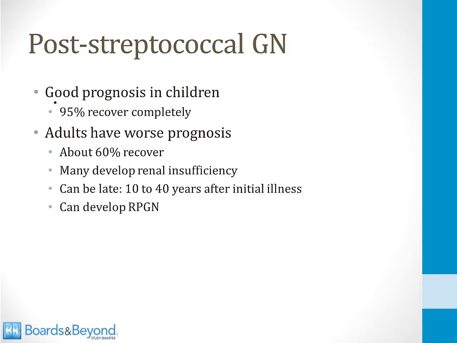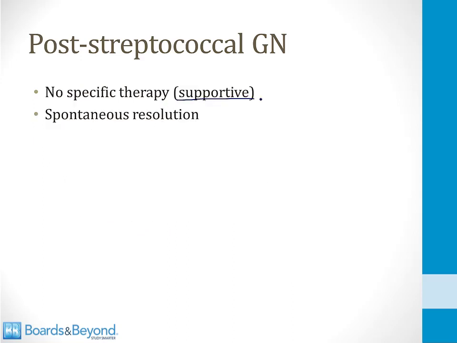Age is a very important prognostic factor for post-streptococcal GN. This disorder has a good prognosis in children. 95% completely recover. Adults have a worse prognosis. Only about 60% recover. Many develop renal insufficiency, and this can even occur late, 10 to 40 years after the initial illness. In addition, some adults go on to develop rapidly progressive glomerulonephritis, which we'll talk about in a few slides. Therapy for this disorder is supportive, meaning there's no specific therapy, and for those patients that recover, spontaneous resolution occurs over time.